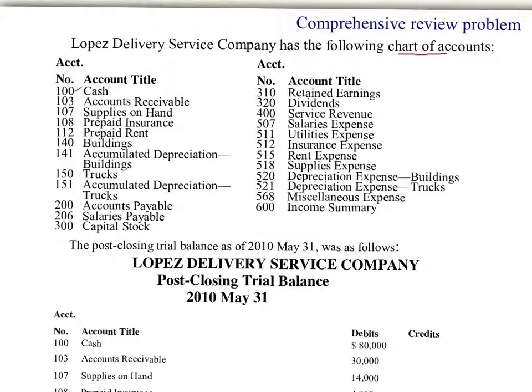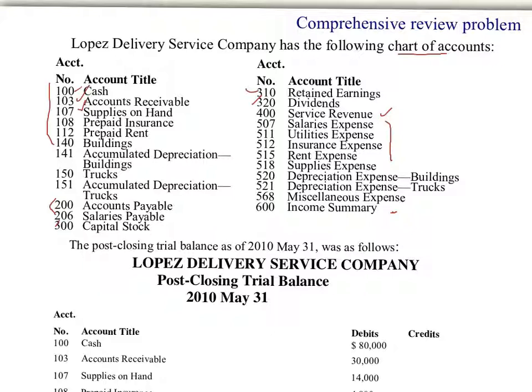Cash, account number 100. Accounts receivable, account number 103. Supplies on hand, account 107. So you see the assets are 100s. Now the liabilities, 200s. The equity, 300s. Dividend. Revenue, 400. Account numbers 500 are reserved for expenses. And 600 we set up for income summary. So that's how a business puts together its chart of accounts.